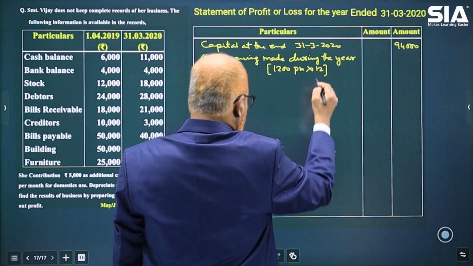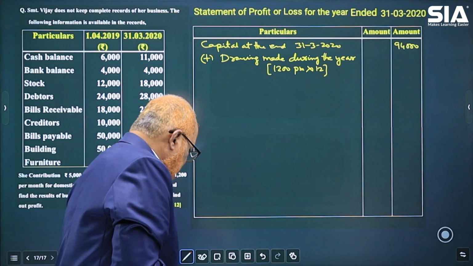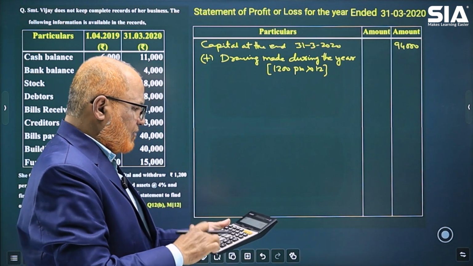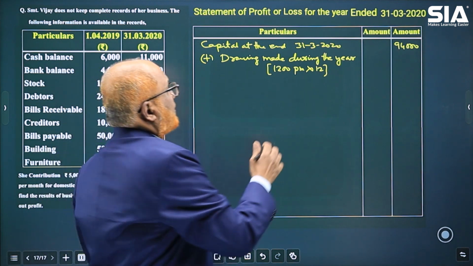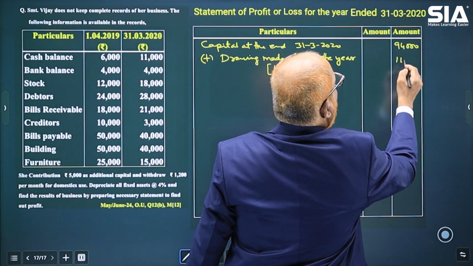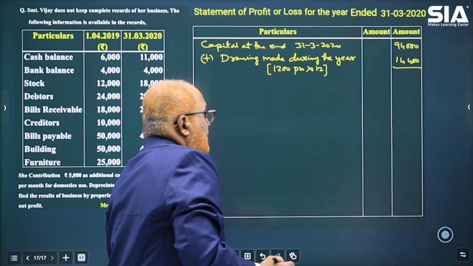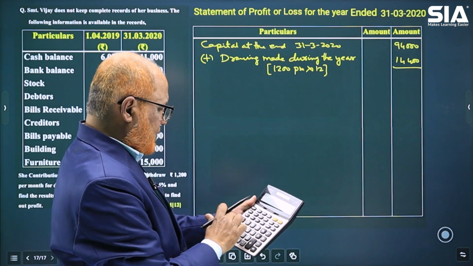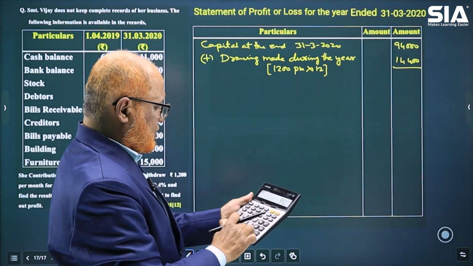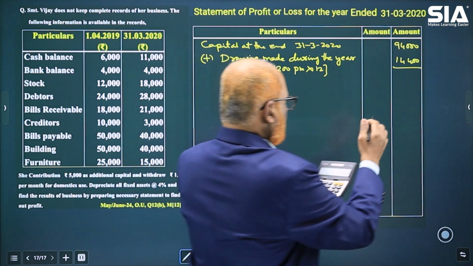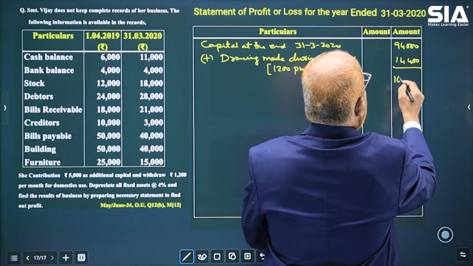into 12, because it is given per month. We need it for 1 year. So multiply 1,200 into 12. You will get 14,400. You add up. So 94,000 plus 14,400 comes to 108,400.